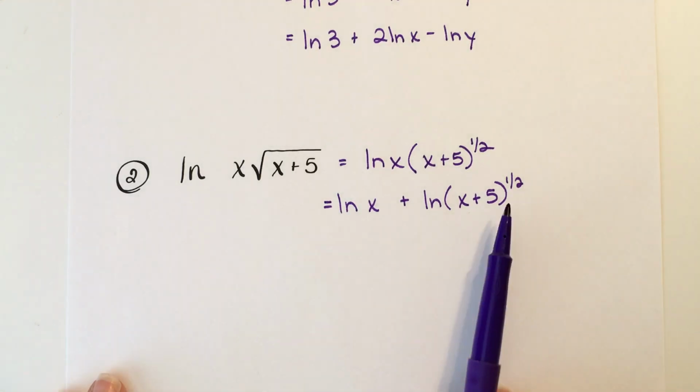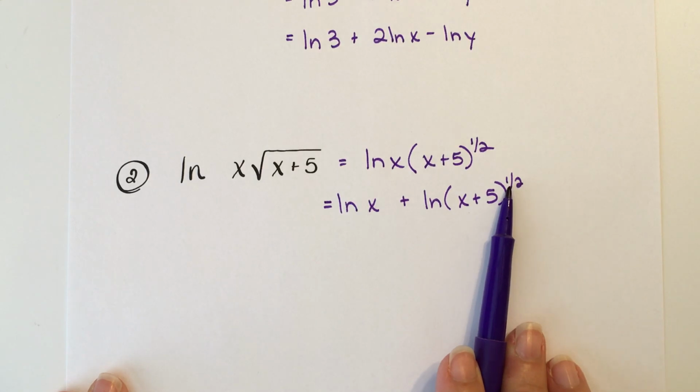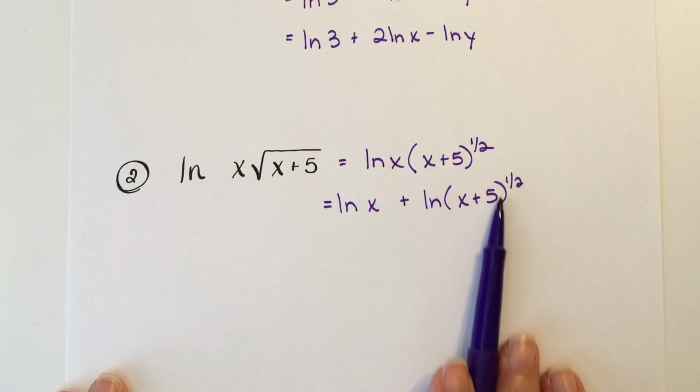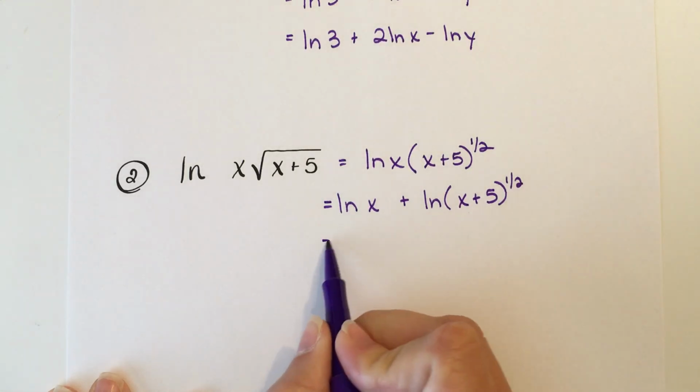Okay, next I would need to use my power rule on this second one here, because this argument is to the 1/2 power.